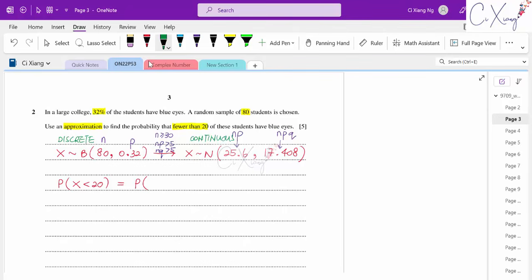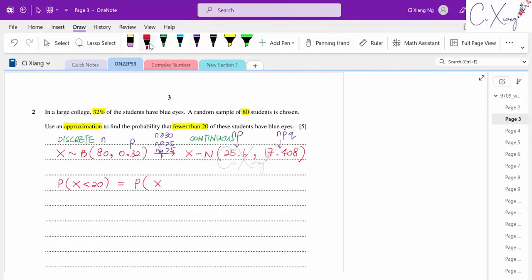All right, and for a discrete random variable, there are gaps between the values of x, and for continuous, it is smooth. No gap between the values of x. Therefore, you have to do some simple adjustment. The simple adjustment, you call it continuity correction.